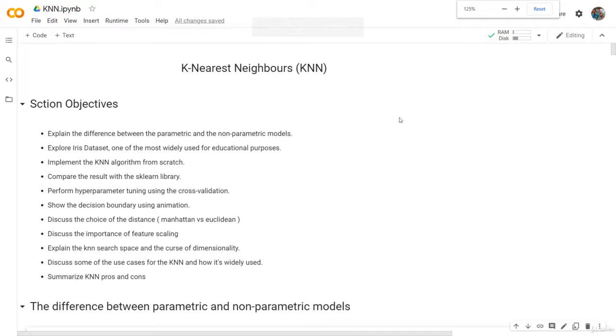First, we want to explain the difference between parametric and non-parametric models, and then we are going to explore the iris dataset, and this is one of the most widely used datasets for educational purposes. And then we are going to implement the KNN algorithm from scratch.